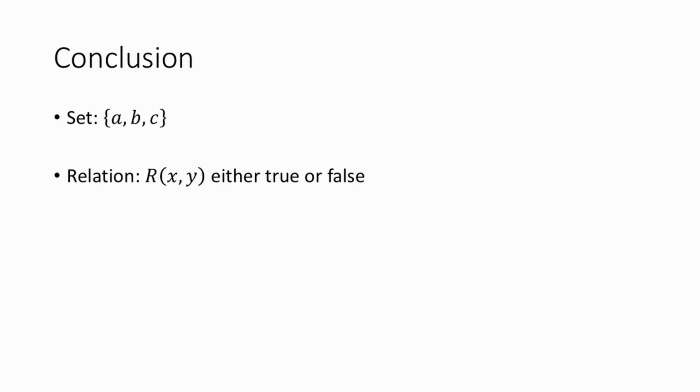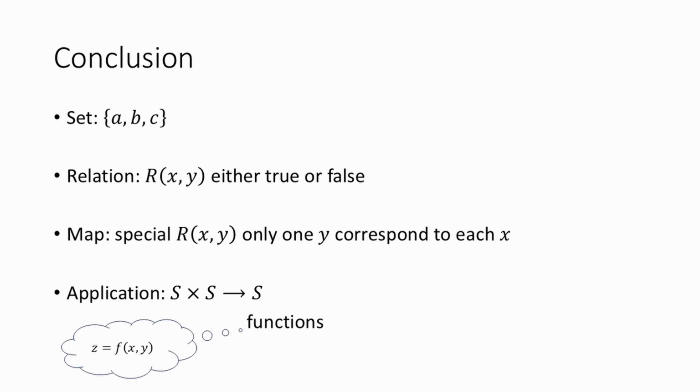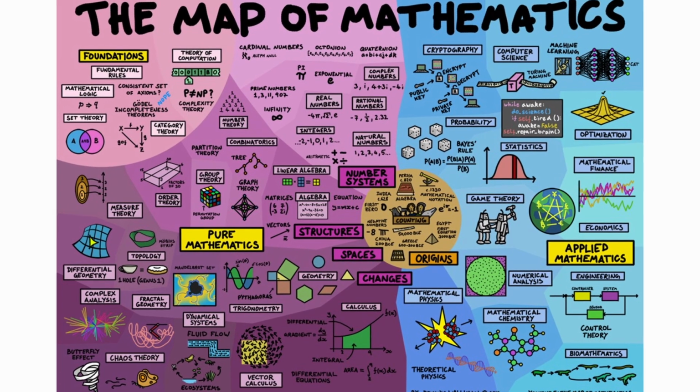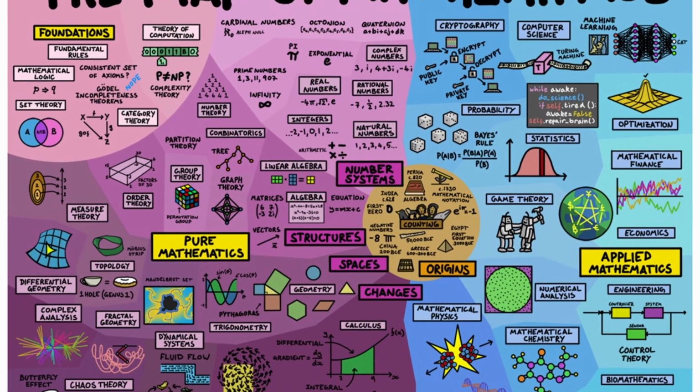So to conclude, a set is a collection of non-repeating elements. A relation is a statement whose truth value depends on the elements from each set. A map is a special type of relation where each element from the first entry can only correspond to one element from the second entry. And finally, the application of mapping in mathematics includes not only functions, but also operations. Of course, that is not all. There are a lot of interesting constructions in mathematics I've yet to explore.